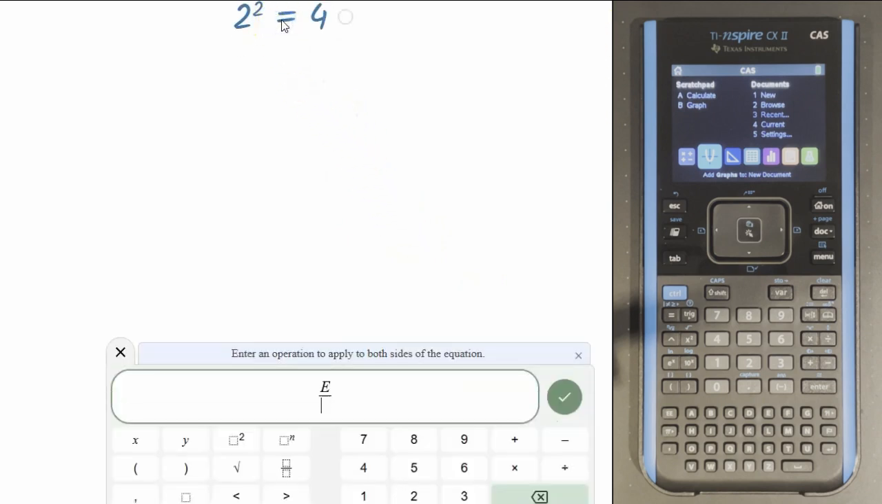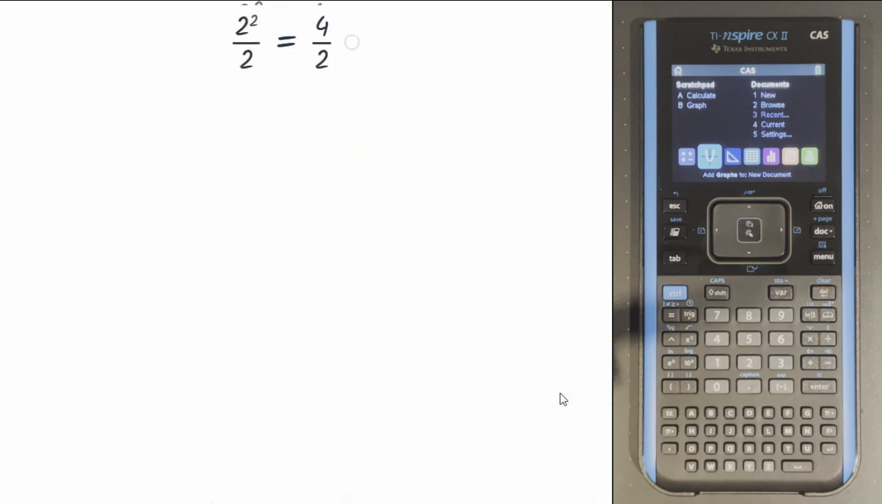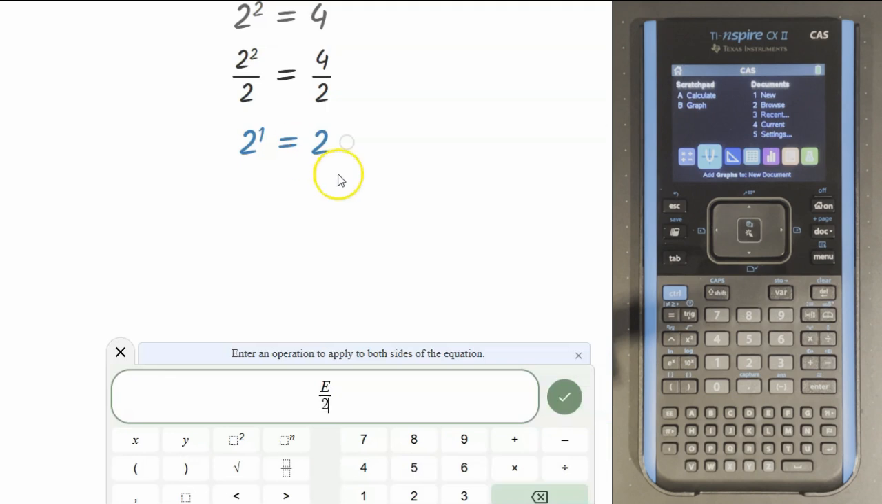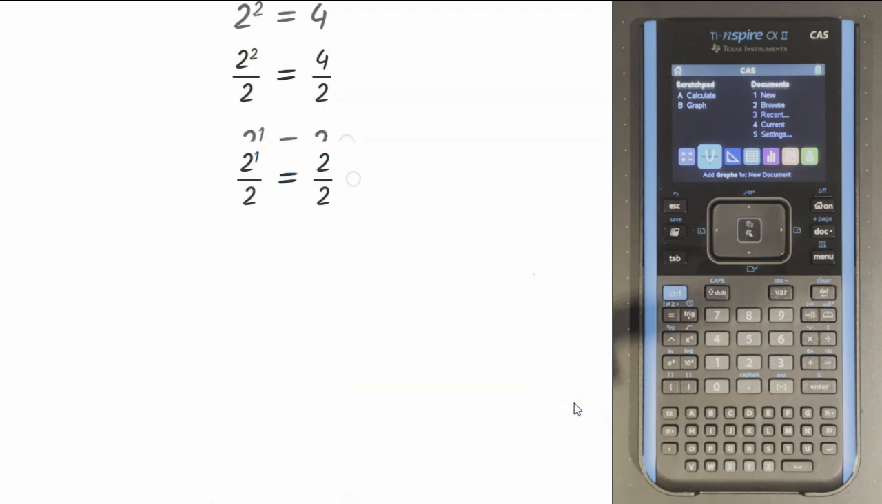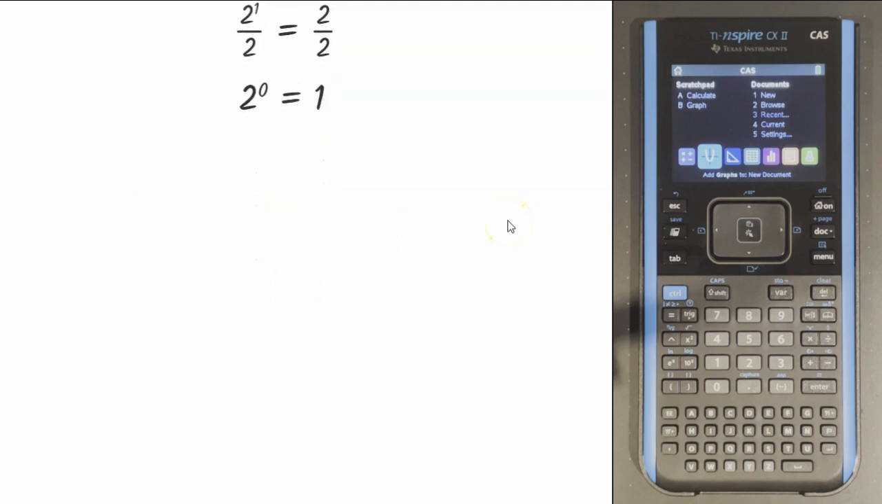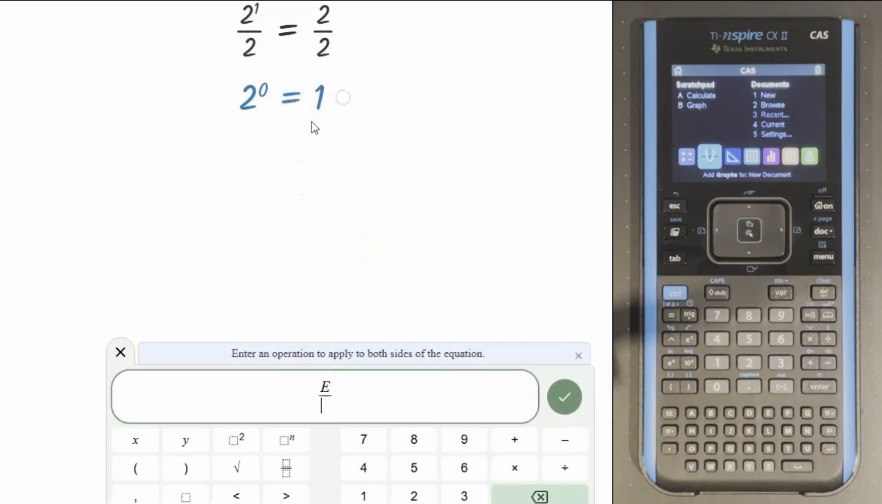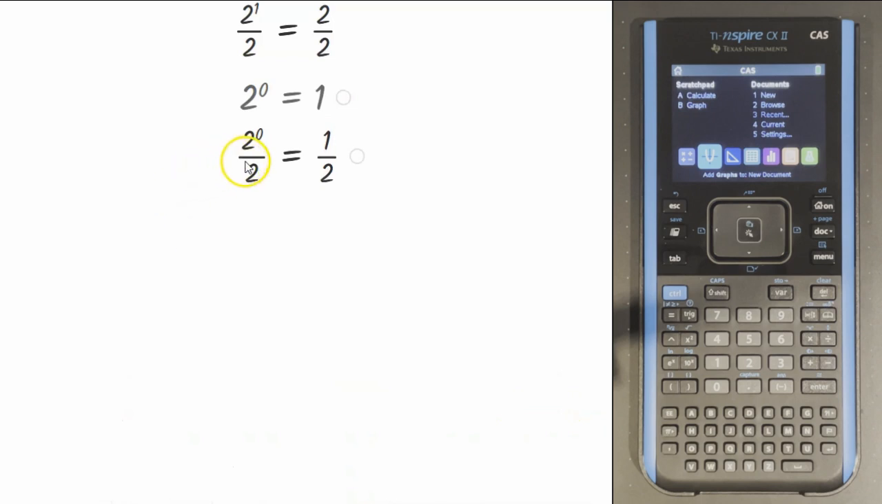So if we divide by 2 again, we now have 2 to the 1 equals 2. Makes sense. Well, let's keep going. What would 2 to the 0 be? Well, divide both sides by 2, and we get 2 to the 0 equals 2 over 2, which is actually 1. And anything to the power of 0 is 1. But let's keep going and see what those negative exponents are. So if we divide by 2 again, we get 2 to the 0 divided by 2 to the 1.